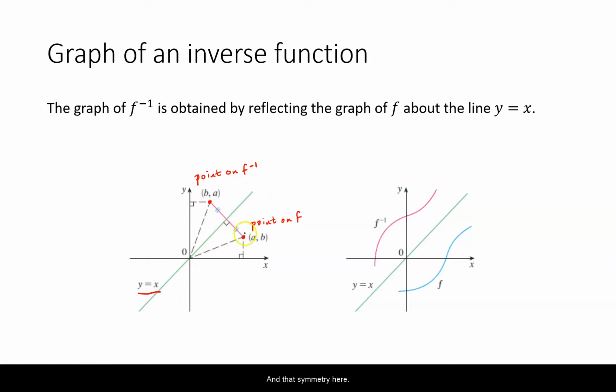And that symmetry here allows us to then compare the graph of our original function f with the graph of f inverse. We notice here that the graph of the original f compared with the graph of f inverse have the symmetry about the line y equals x. So that'll be useful for helping us understand what's going on when we're comparing the original f with its inverse function.